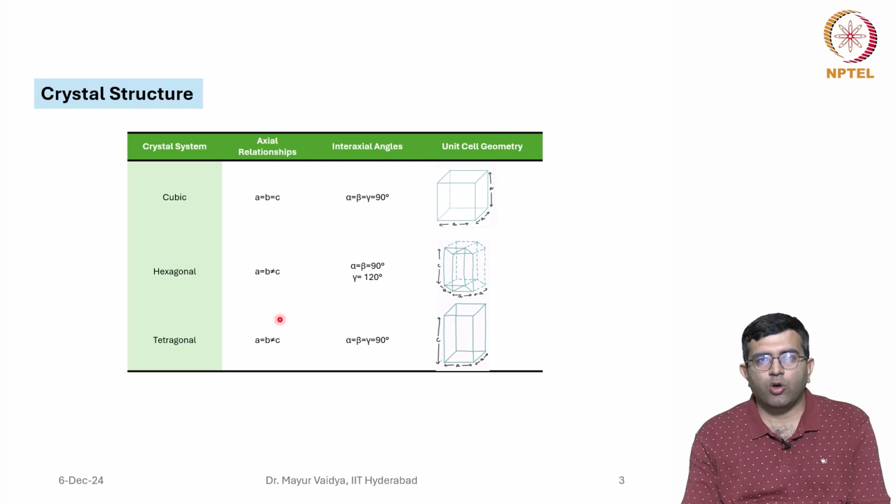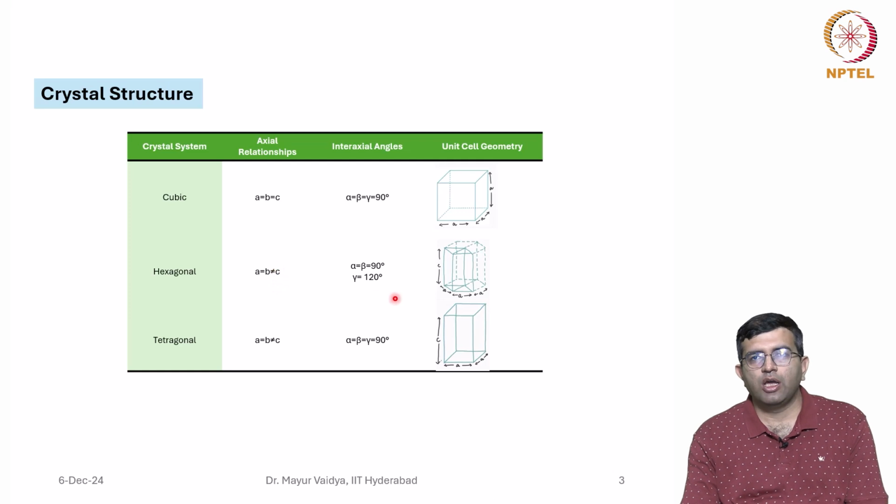Hexagonal and tetragonal are the uniaxial systems, where you have two sides equal and one side different. For example, in the hexagonal case, you have the c axis, whereas a is equal. In the tetragonal case, the base is a square with a and a, and c is the axis in the perpendicular direction. In the hexagonal case, the difference is that although two angles are 90 degrees, one of the angles is 120 degrees, whereas in the tetragonal case, all the angles alpha, beta and gamma are 90 degrees.